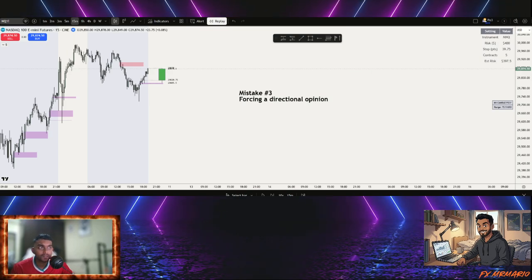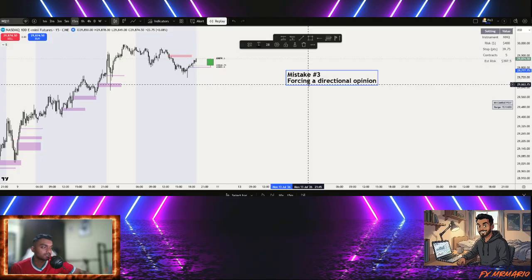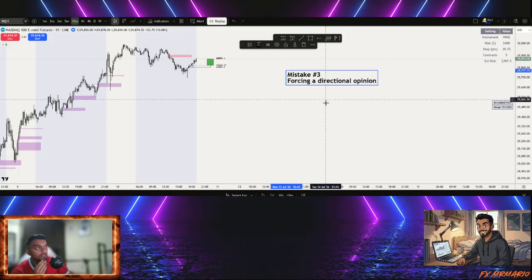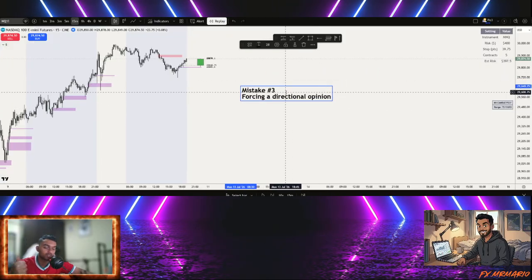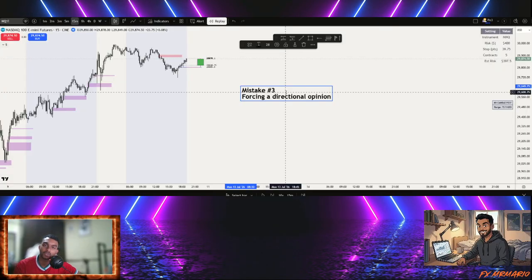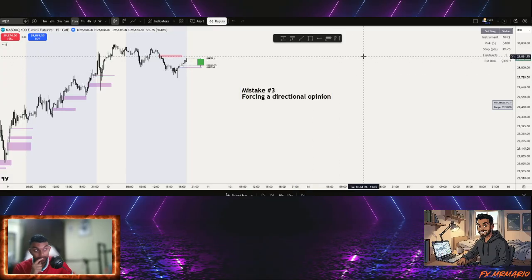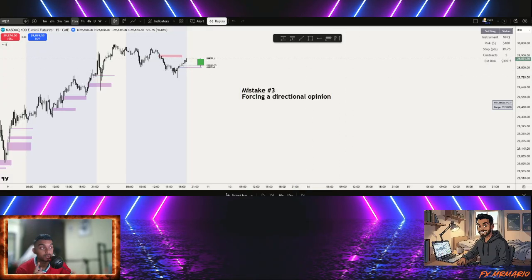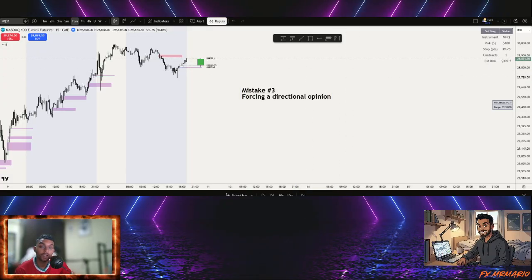And this basically is the main thing that causes a lot of mistakes. I'm not even going to talk about FOMO and revenge trading, because every trader goes through it, right? Every trader goes through it. I'm not going to talk about it, but these three mistakes are super important, guys. Do not make these mistakes, all right?